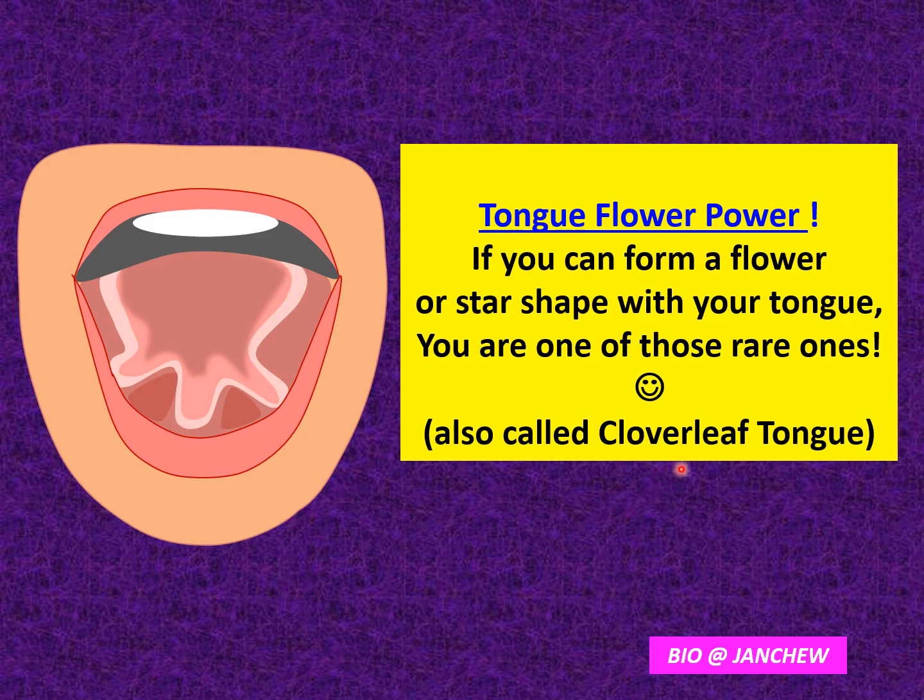So it's called the clover leaf tongue, and you can find it on the internet. All right, you can search for that term. So this is a rare ability. It seems to be some kind of innate ability. Whether it's genetic or not, I'm not sure, unless somebody does the research on it to find whether genes are involved.